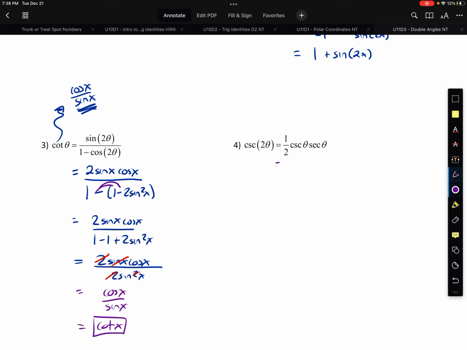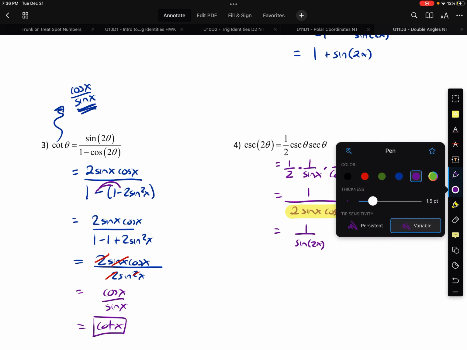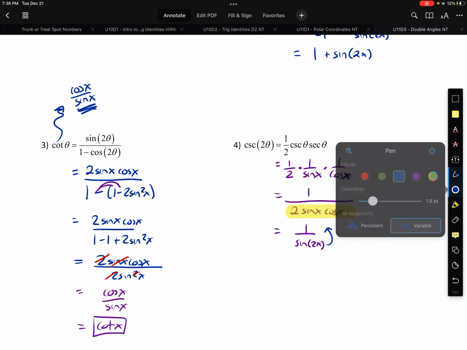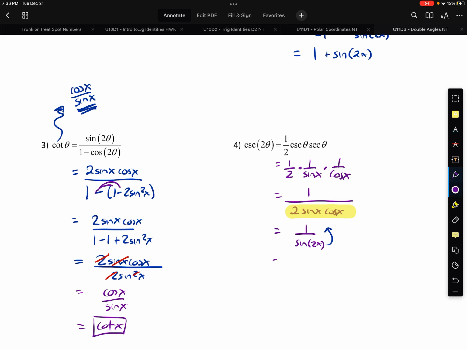Let's keep this rolling. 1 over 2 times 1 over sine x times 1 over cos x. If I combine them all together, 2 sine x cos x, there's what we want. There's one of our formulas. 1 over sine of 2x. If I bring this up, I get cosecant of 2x, which I want. Done.